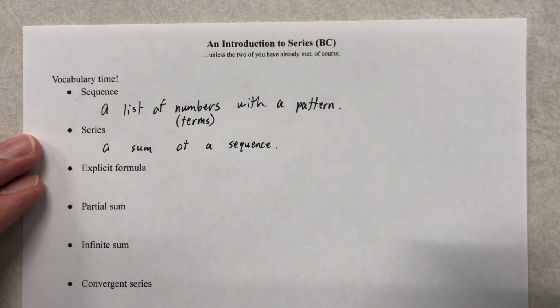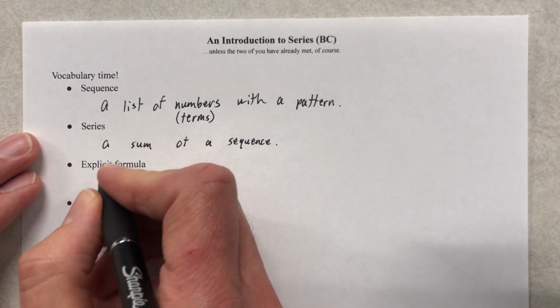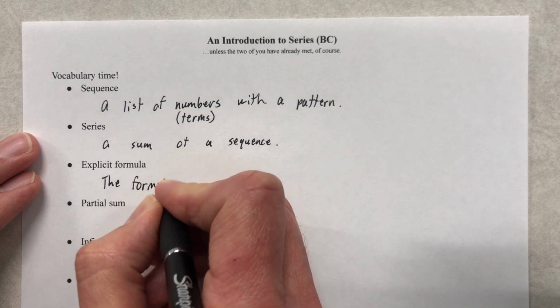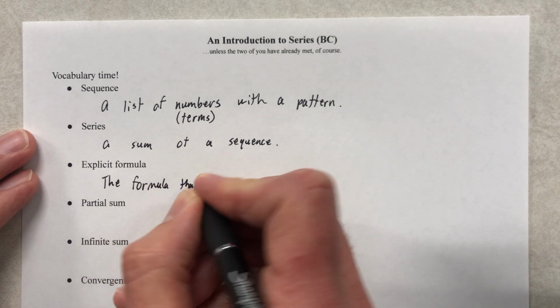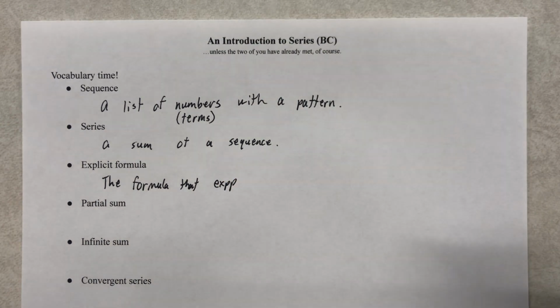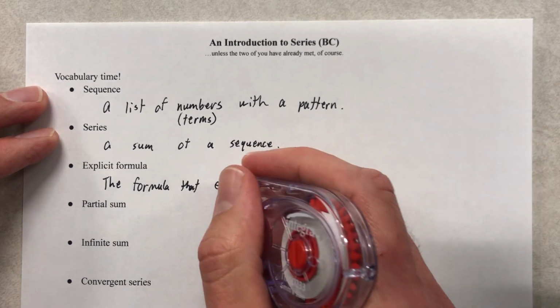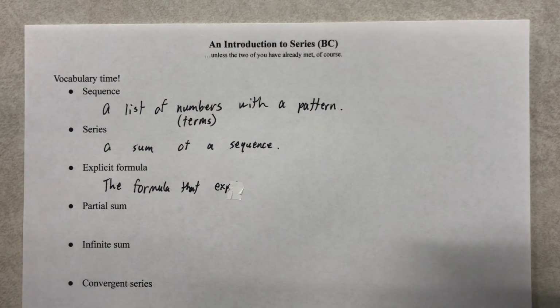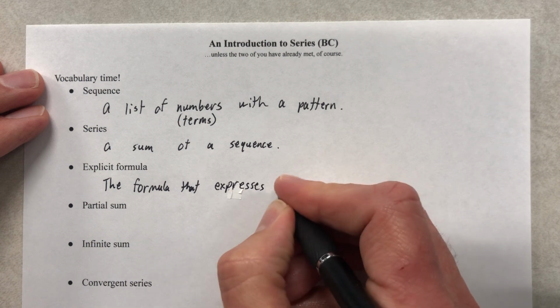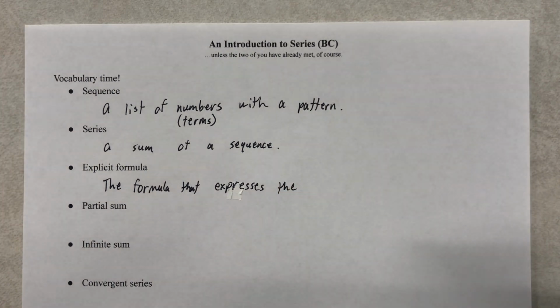The explicit formula is the formula that expresses, wow, it'd be great if I could spell. Expresses has one P. Expresses. Okay, I'm gonna stop right here before I finish the sentence and we'll talk about what's about to happen.